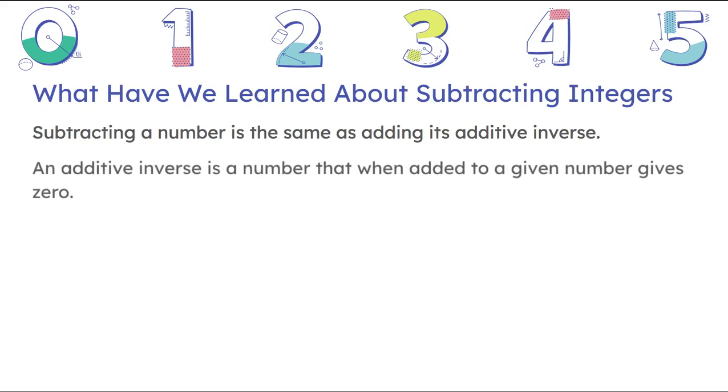We know that an additive inverse is a number that when added to any given number gives 0. Another way of thinking of this is opposite integers. The additive inverse of any integer is the number that is the same distance away from 0 on the opposite side of a number line. And when you add additive inverses together, they always equal 0.